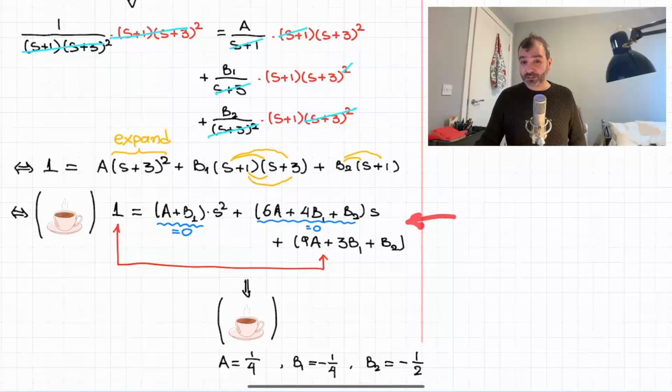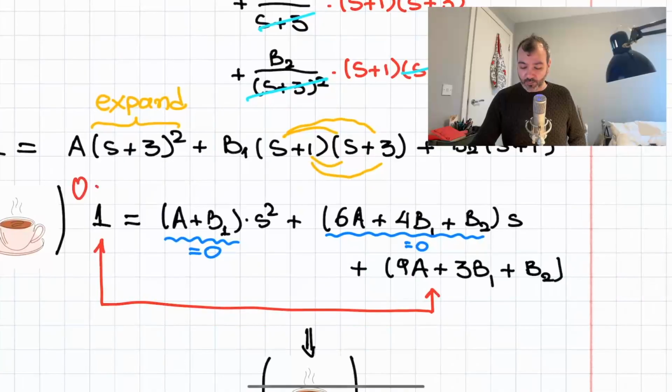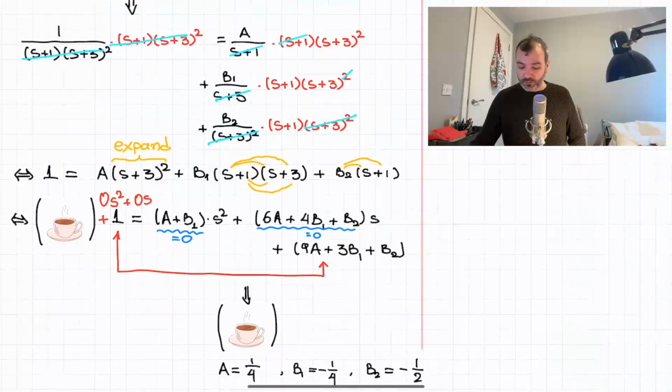And this is an equation, an equality of polynomials. On the right hand side, we have a degree 2 polynomial. We have a quadratic polynomial, something times s squared and so on. And on the left hand side, we have a constant. And this means, if we have a constant, practically it's like we have 0s squared plus 0s plus 1.